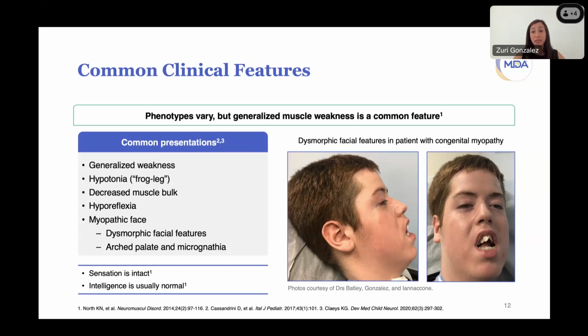Generally, intelligence is normal and sensation is intact. The only situation when we can see intelligence affected in these patients would be if there was a history of hypoxic injury at birth. And again, this would not be associated with congenital myopathy.